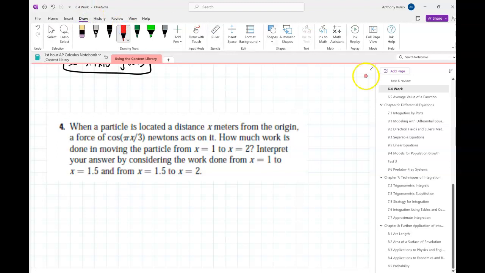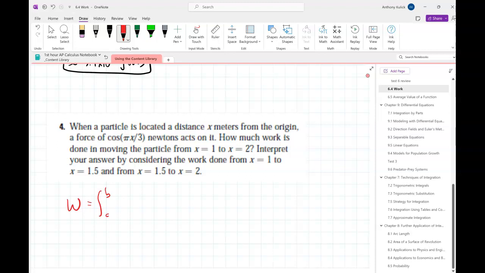Okay. So when a particle is located a distance of x meters from the origin, a force of cosine pi x over 3 newtons acts on it. How much work is done moving the particle from 1 to 2? Interpret your answer by considering the work done from 1.1 to 1.5 and then from 1.5 to 2. Okay.